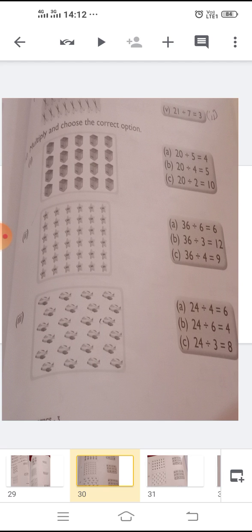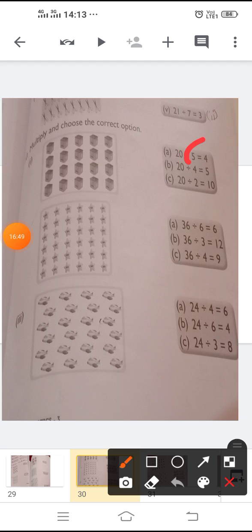That's why we have done 5 into 4, that will give us 20. Why we have not used 4 into 5? Because there are 5 groups. Here we are writing groups. Here we are writing each number in group. So that's why we have chosen A option.